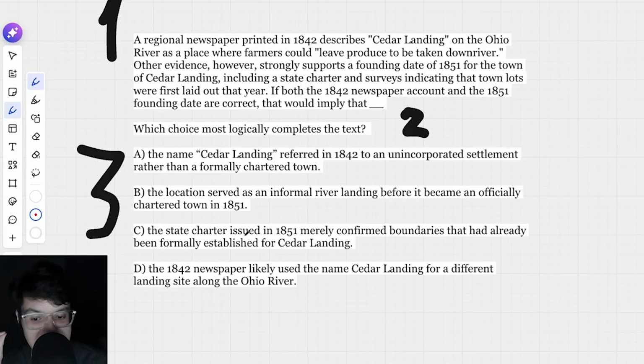C, the state charter issued in 1851 merely confirmed boundaries that had already been formally established for Cedar Landing. That also sounds low-key pretty good.